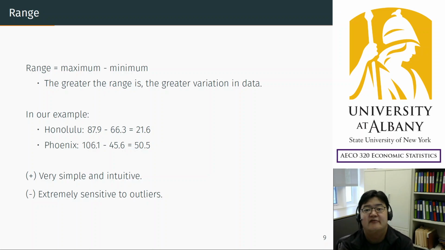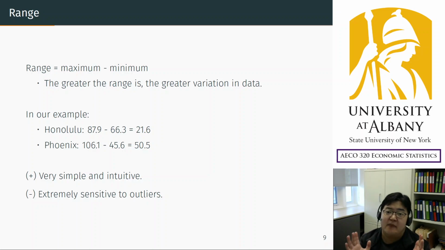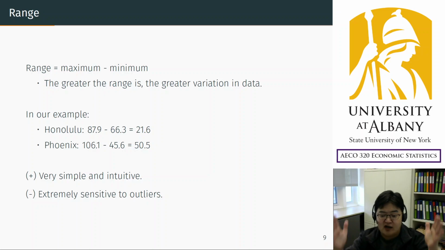The first measure of variability is the range, which is pretty intuitive and simple to calculate. It's simply the difference between the maximum and the minimum. Remember, a measure of variability is to capture how much the data varies, right? So the most intuitive measure would be just how wide the range is. That is the range, right? The greater the range is, the more variation in the data.